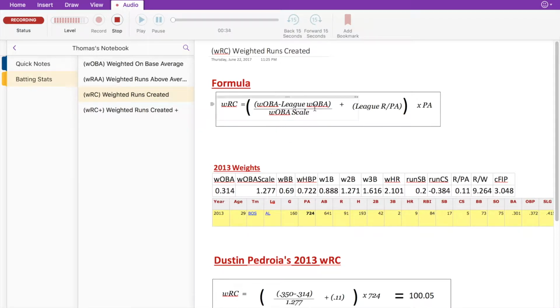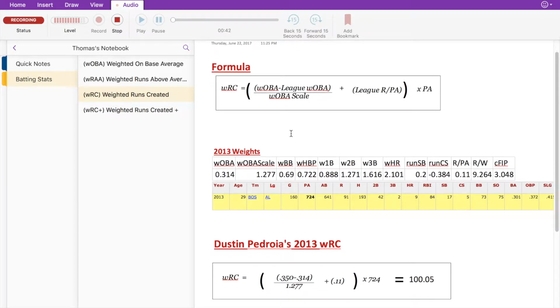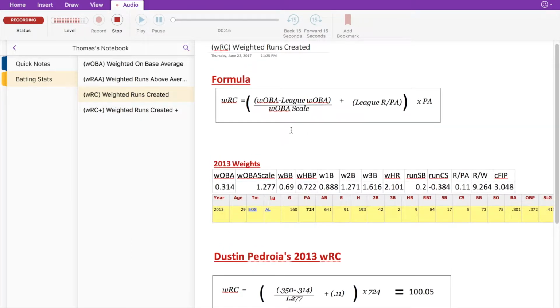And if you watch my last video, you'd recognize some of this. You'd recognize this wOBA. This is the weighted on base average. If you haven't yet watched my last video, you can watch that and come back, and you'll understand the significance of what this is.